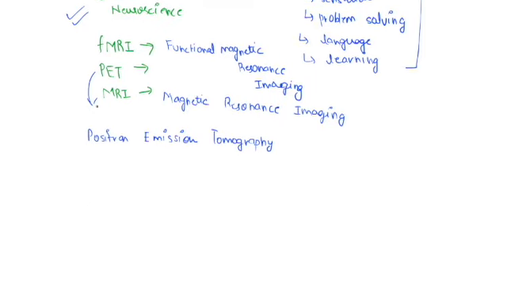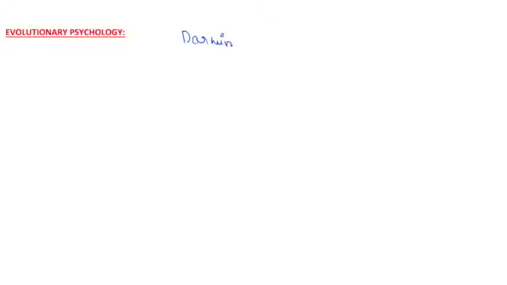Now let's move on to another perspective of contemporary psychology, and it's evolutionary psychology. Actually, I like this approach. Now, evolutionary psychology. Okay, so evolutionary psychology uses Darwin's, one of my favorite scientists, natural selection in the theory of evolution.